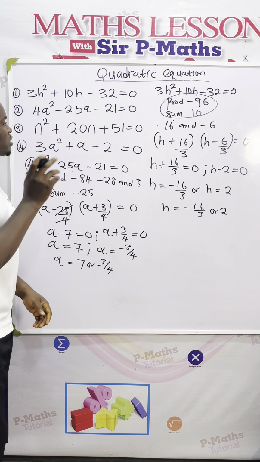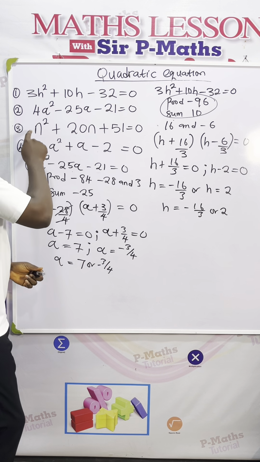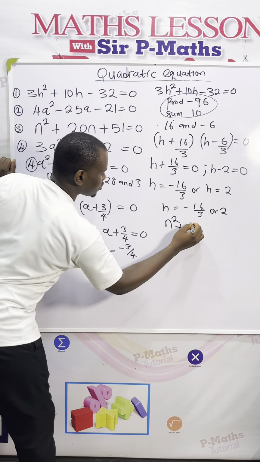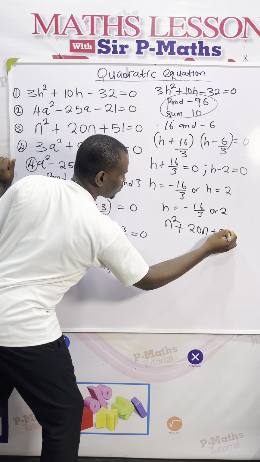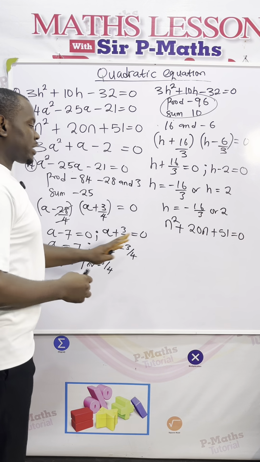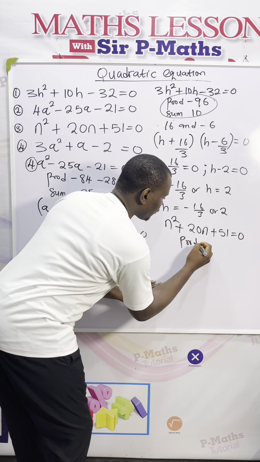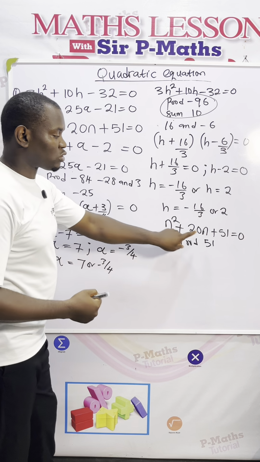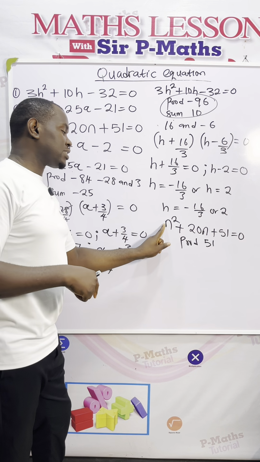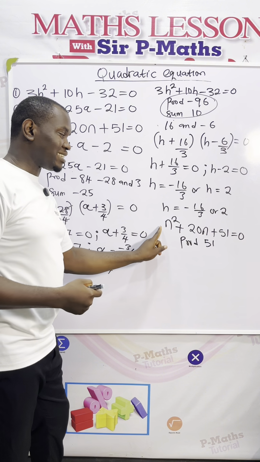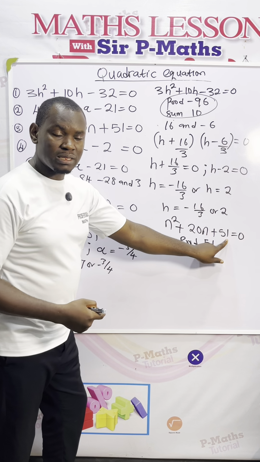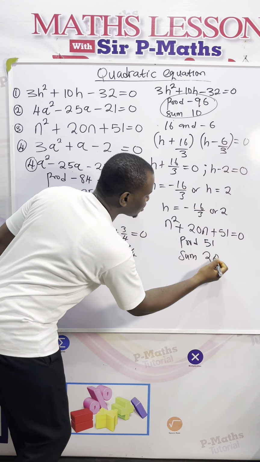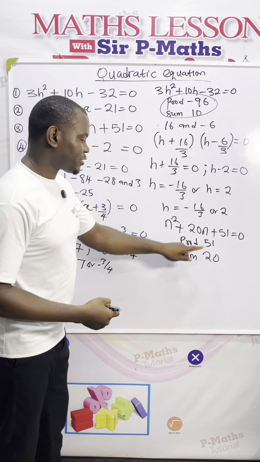The third question looks a little different because n squared does not have coefficient. Let's see how we solve it. We have n squared plus 20n plus 51 equal to 0. Get your product. So for our product, it has to be 51, since there is no coefficient of n squared to multiply it, or you can take your coefficient as 1. Of course, coefficient of n squared here is 1. So when 1 multiplies 51, we have still 51. And then our sum would be 20, which is the coefficient of n, right?